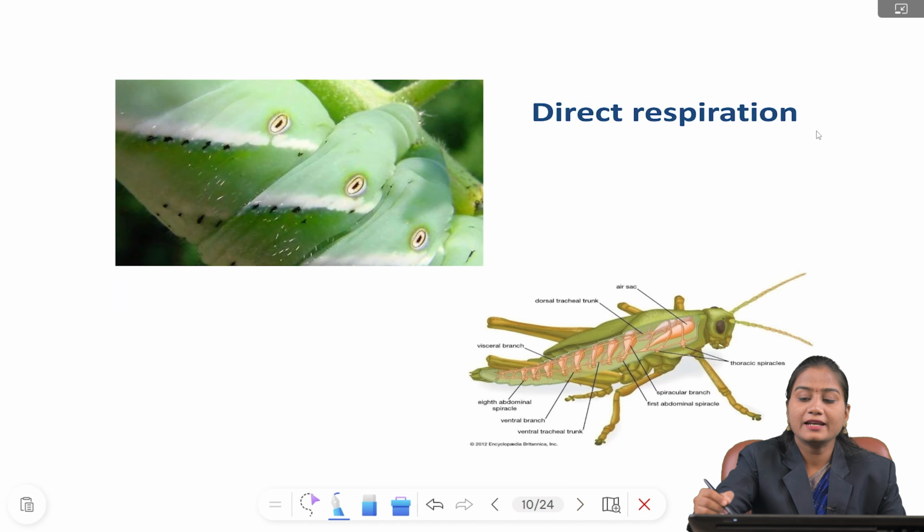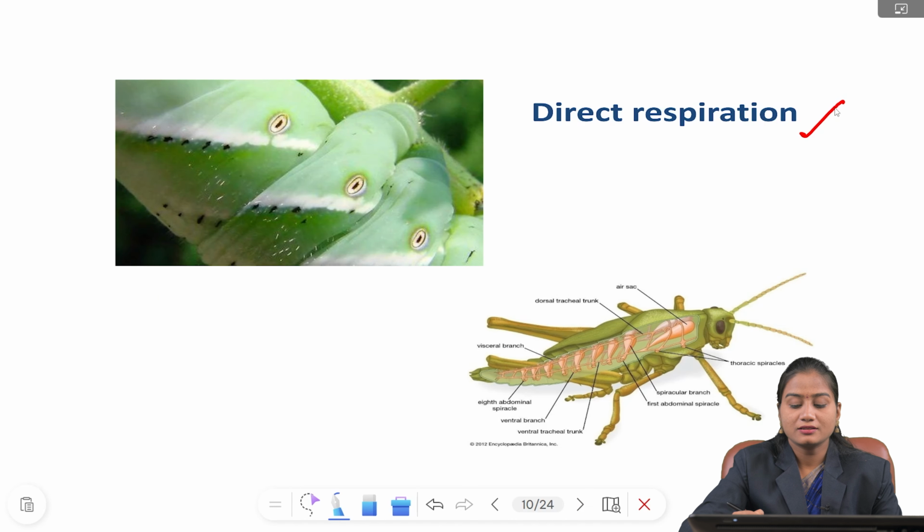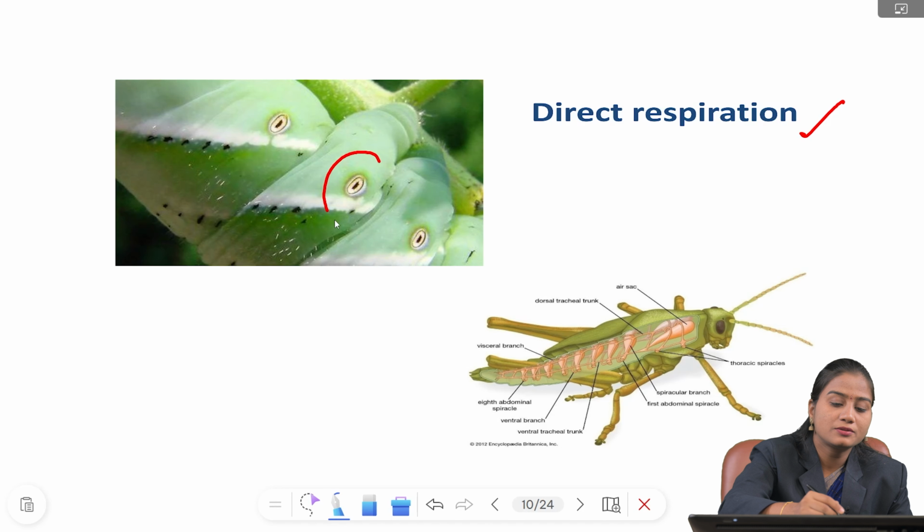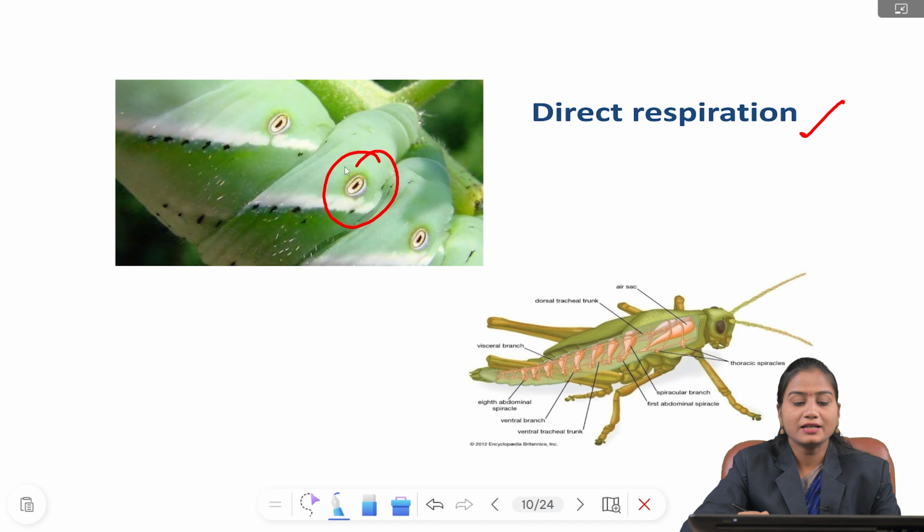Next is direct respiration. As humans, we have the trachea. Even insects have elastic air tubes which are called trachea, and they open outside through the spiracles. These spiracles allow the free flow of oxygen into the insect body.